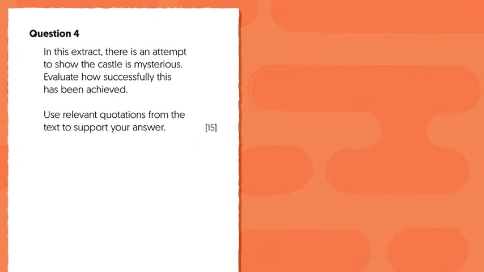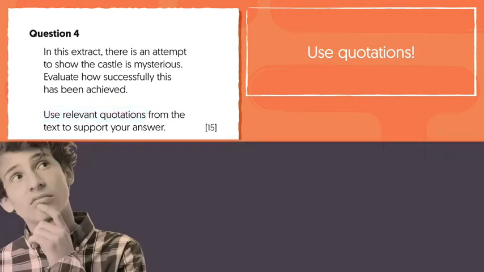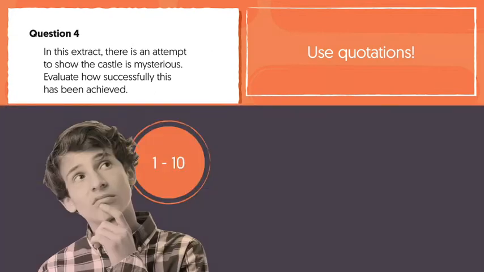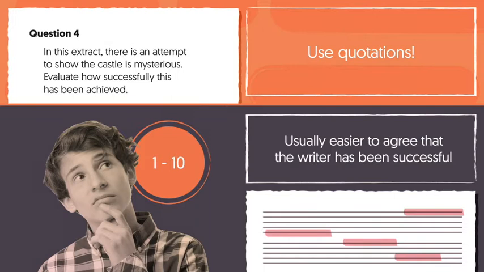Although this question asks you to look at the bigger themes and ideas within a text, you still need to use quotations to support your ideas. This is mentioned explicitly in the question, but some people do forget. Before you start to answer the question, try to mentally rank on a scale of 1 to 10 how mysterious the castle is, and then identify the parts of the text that have helped you to come up with that score.